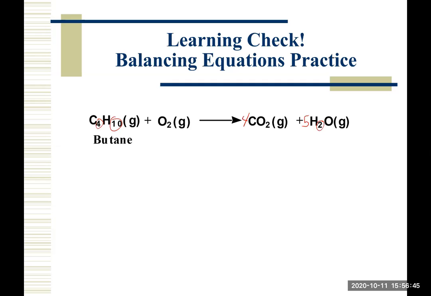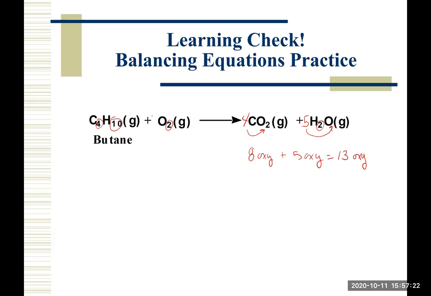Over on the reactant side, we have 2 oxygens. And if we calculate what we have on the product side, that is 4 times 2, which gives us a total of 8 oxygens. And then 5 times 1, which gives us a total of 5 oxygens. And so we have a total on the product side of 13 oxygens. The problem is that 2 does not divide into 13 evenly. And so how do we handle this situation?